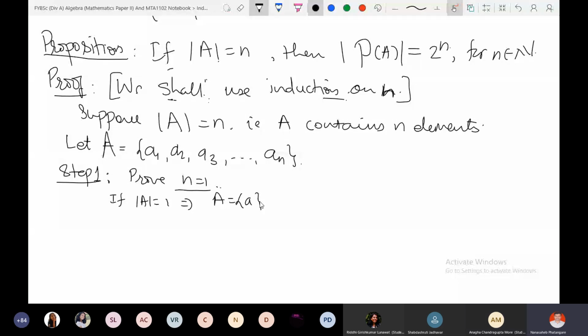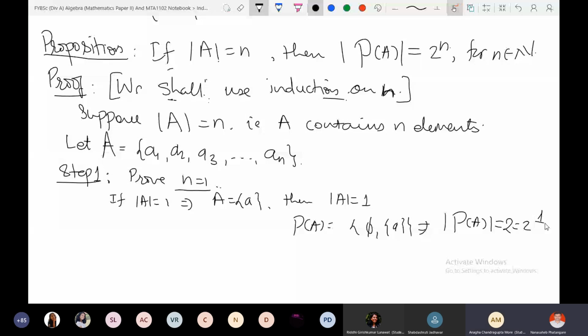So then the cardinality of A is 1, and what is the power set of A? As we saw yesterday, the empty set and the set itself. Therefore the cardinality of the power set of A is 2, which is 2 raised to 1, that is 2 raised to n, where n is in this case 1. Fine.